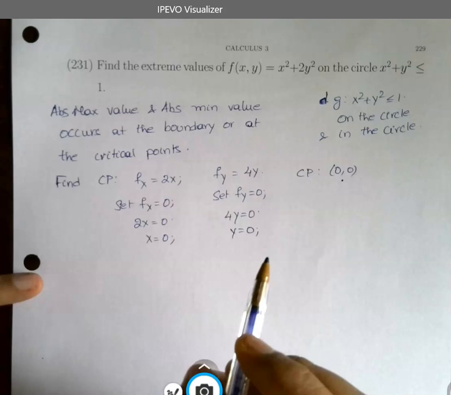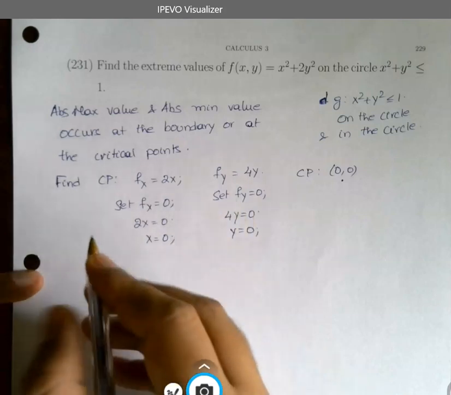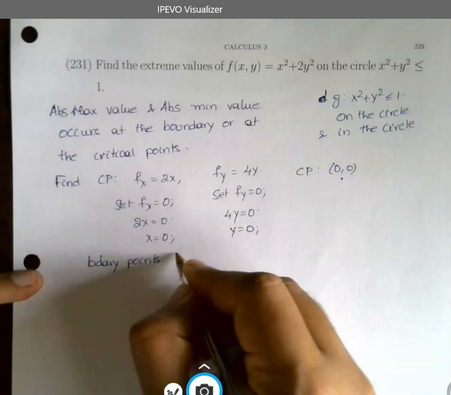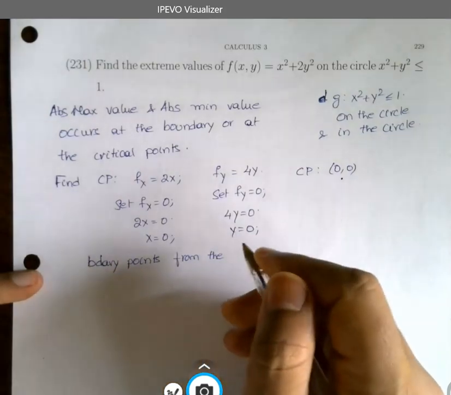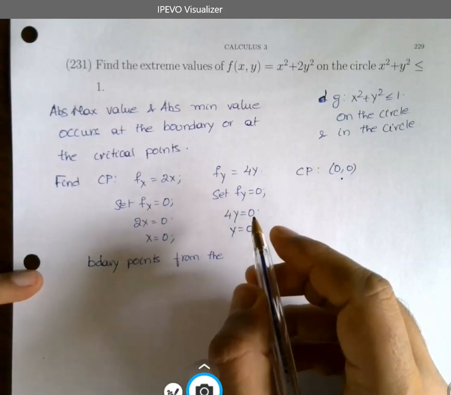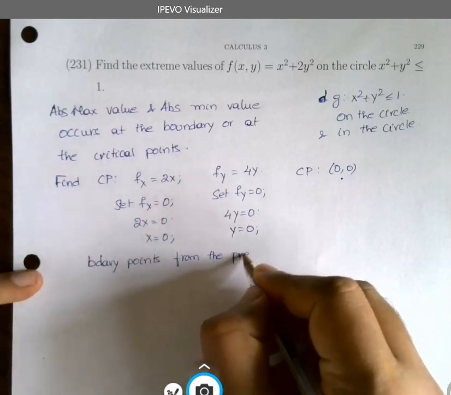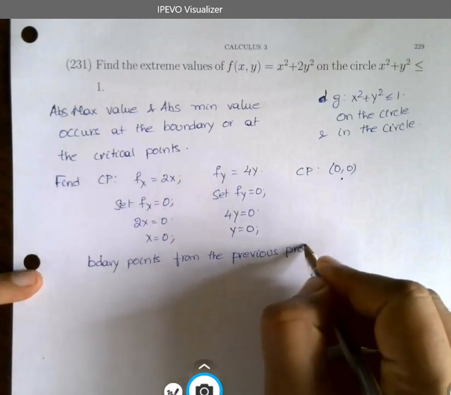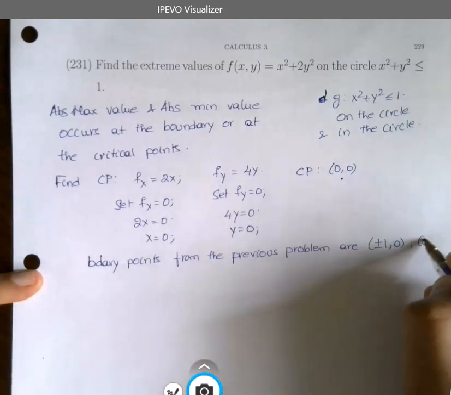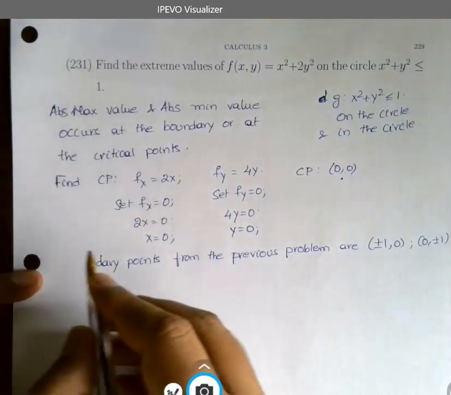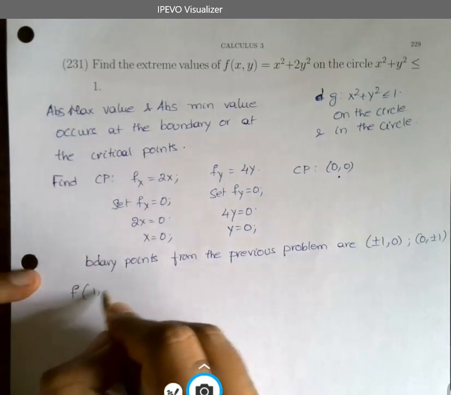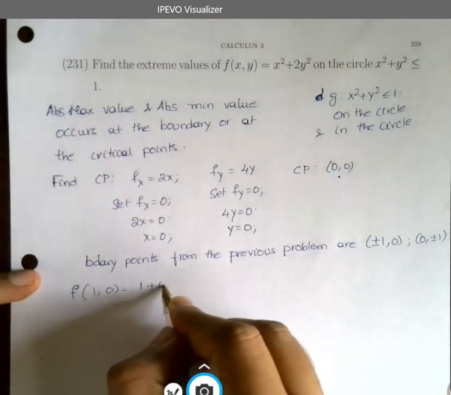Now, what are we going to get? The boundary points we found from the previous problem are (±1, 0) and (0, ±1). There are other boundary points too, but the extreme values will occur only at these boundary points. Remember that. So we want to find f(1, 0). We did that already: 1 plus 0 is going to be 1.